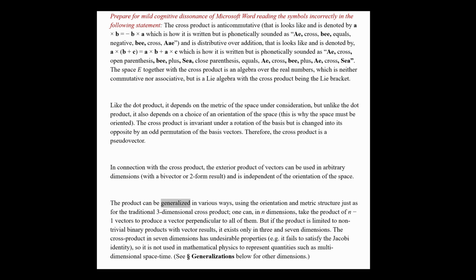The product can be generalized in various ways, using the orientation and metric structure just as for the traditional three-dimensional cross product. One can, in n dimensions, take the product of n-1 vectors to produce a vector perpendicular to all of them. But if the product is limited to non-trivial binary products with vector results, it exists only in 3 and 7 dimensions. The cross product in 7 dimensions has undesirable properties, e.g. it fails to satisfy the Jacobi identity, so it is not used in mathematical physics to represent quantities such as multi-dimensional spacetime. See section generalizations below for other dimensions.